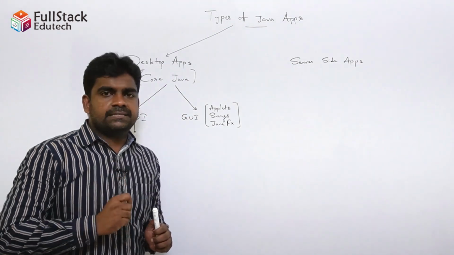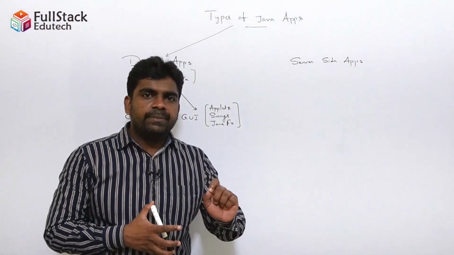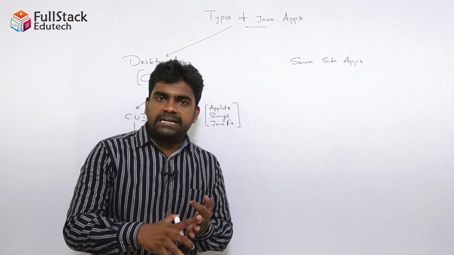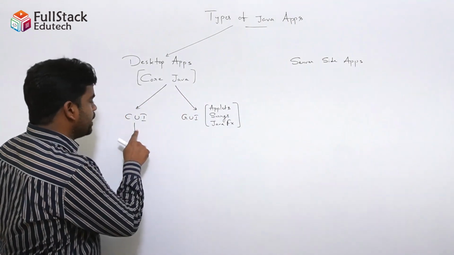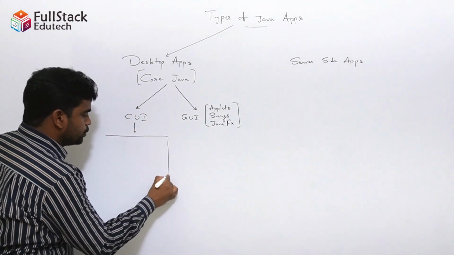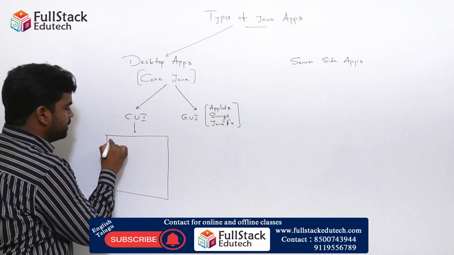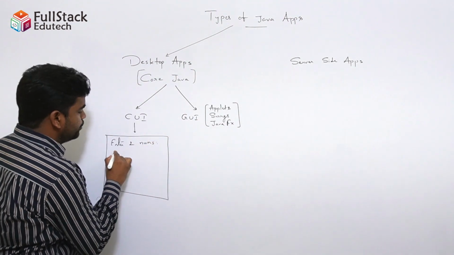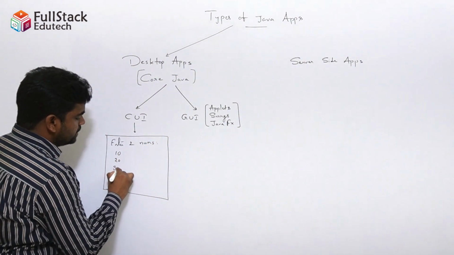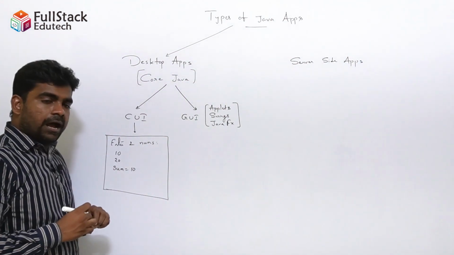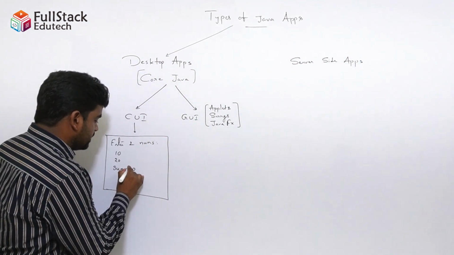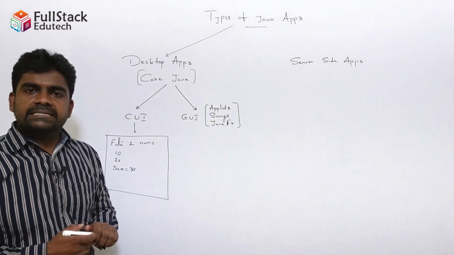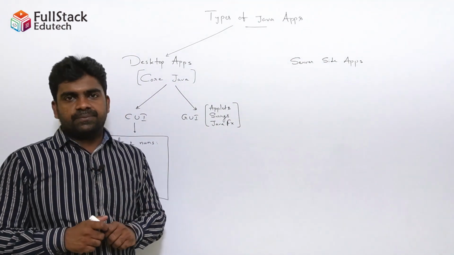For example, I just want to implement one calculator to perform operations like addition, subtraction, multiplication and all. CUI application means, on the console, like text, we implement: enter two numbers, then they give the input 10 and 20, then we provide the output that the sum is 30. This is a purely console based application. We can say character user interface.